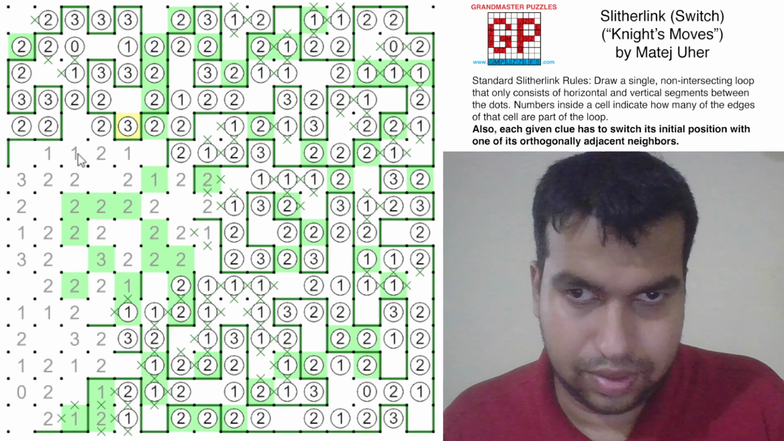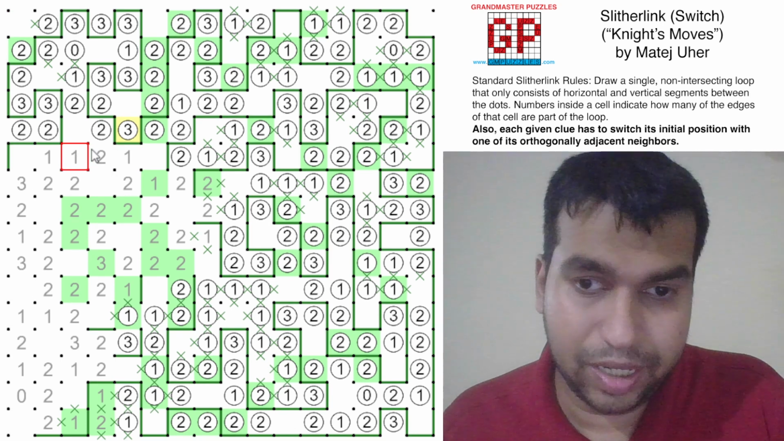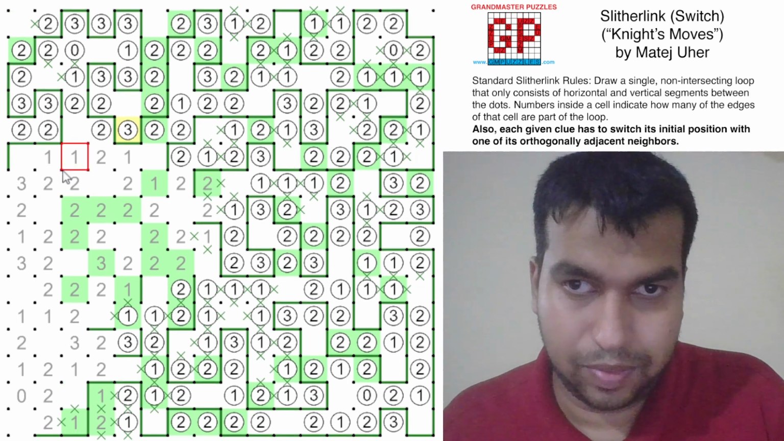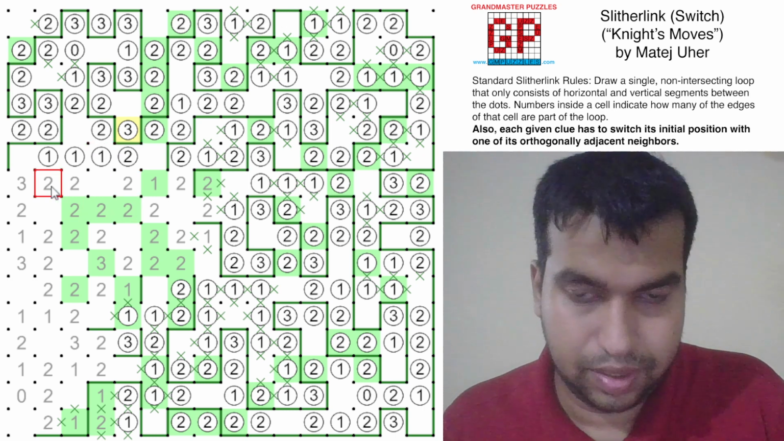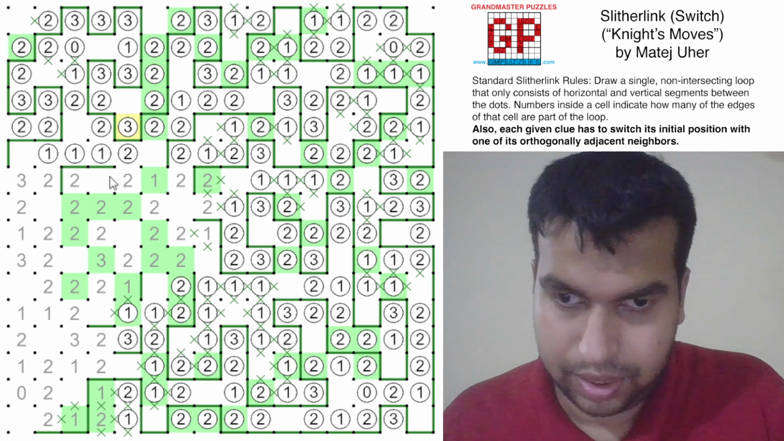Now, this 1 over here cannot be a 2 anymore because a 2 would leave this stranded. So it has to be a 1. That means it pairs with this. And that means these 2 pair up. You can also put this much actually.